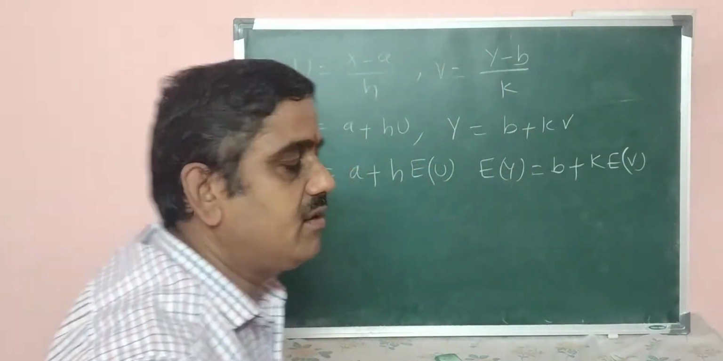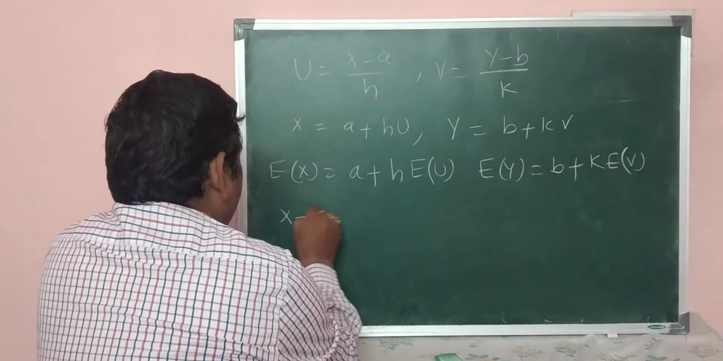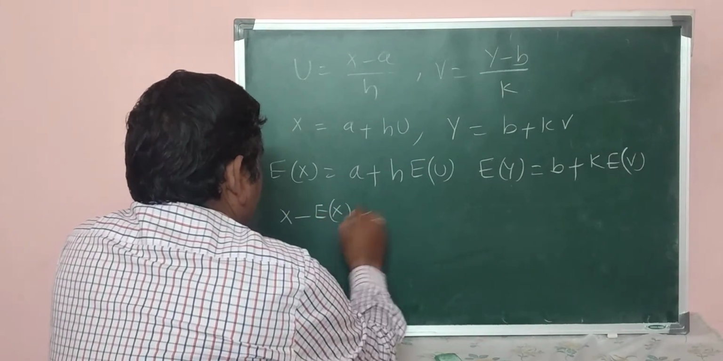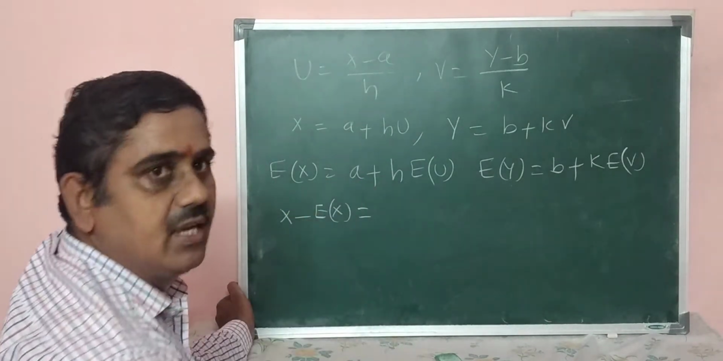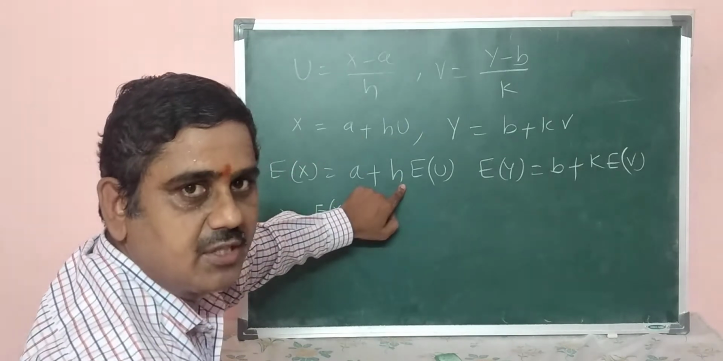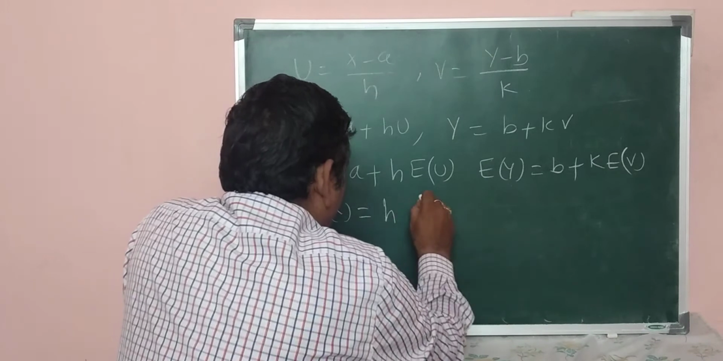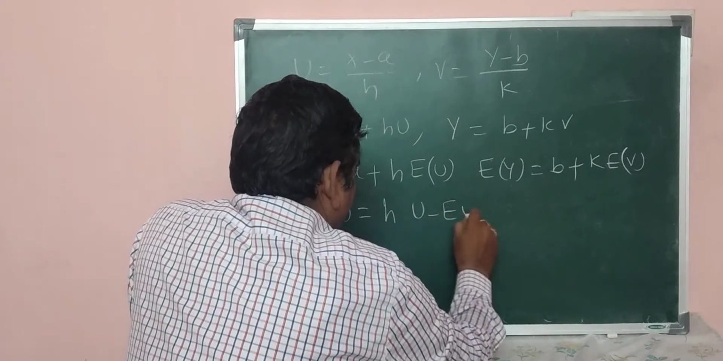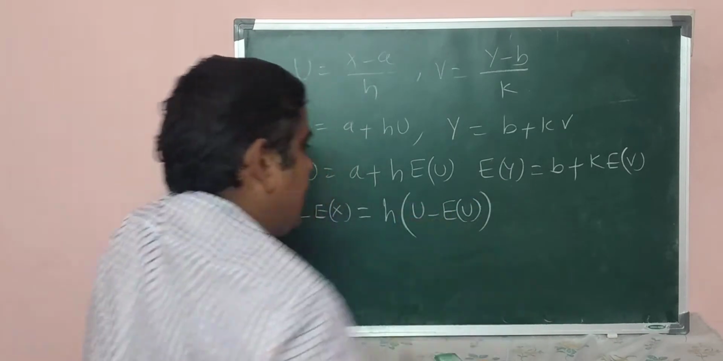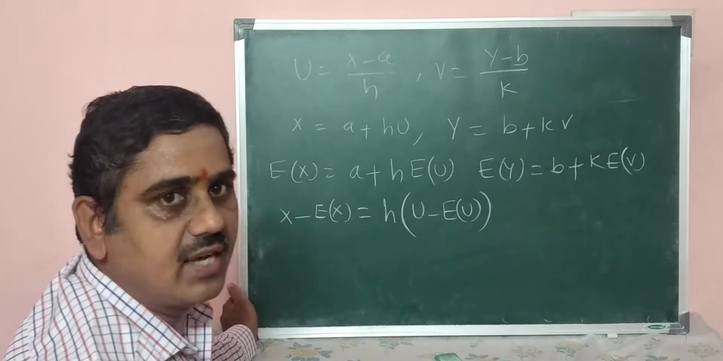Now I calculate x minus expectation of x. a minus a will get cancelled. hu minus h into expectation of u. I'll take h common, so that h into u minus expectation of u. That is the value of x minus expectation of x.